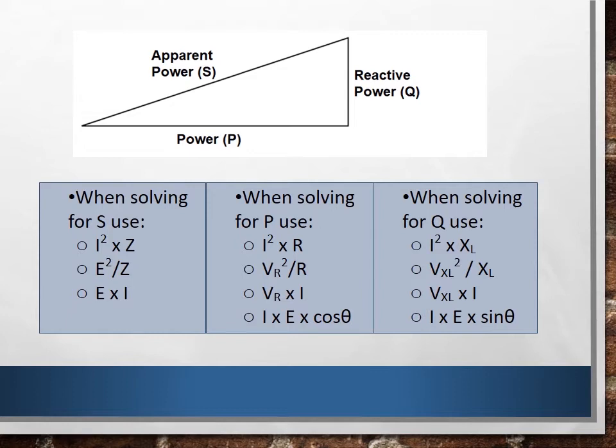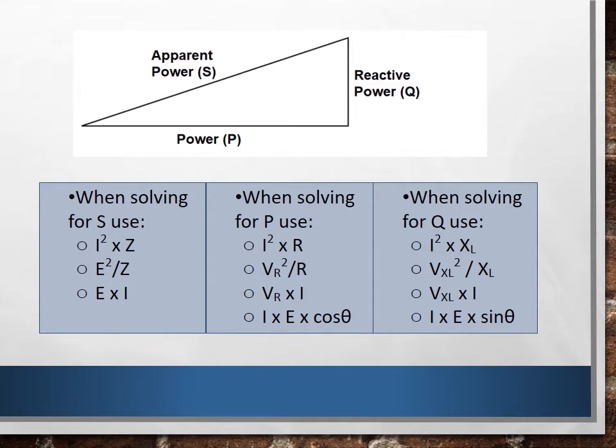For example, for P, I can use my I squared since my current is constant, but I must multiply it by the R to get my total P value. I can also use the voltage of my resistance squared divided by R. So anytime I'm trying to figure out something for power, my true power, I have to use the values that are on that horizontal component.